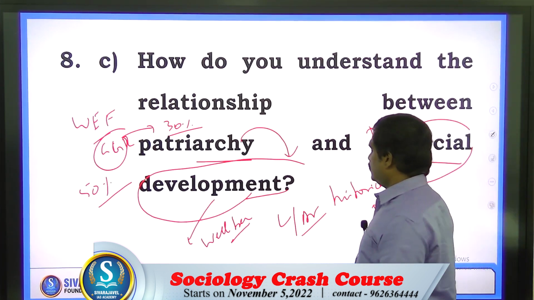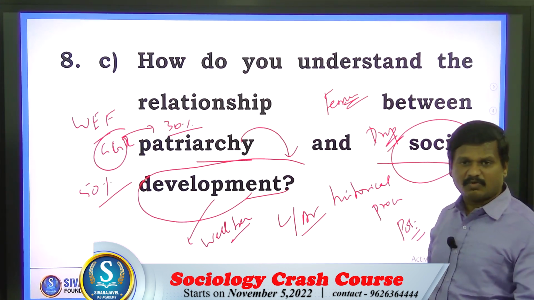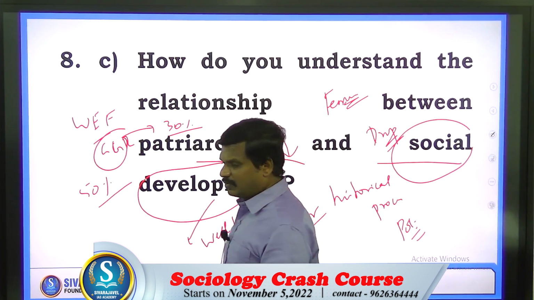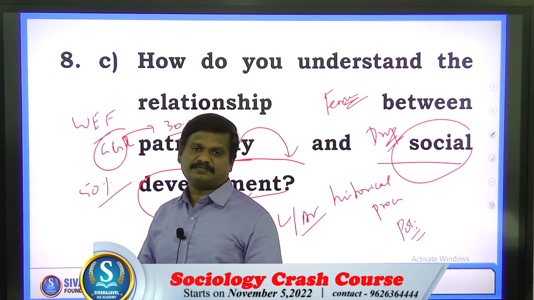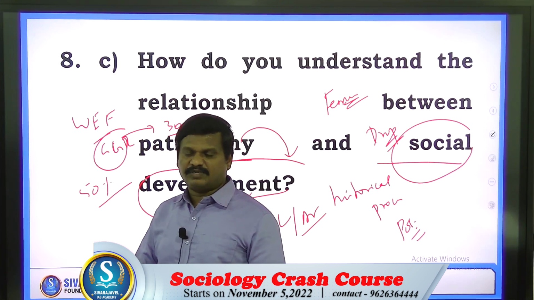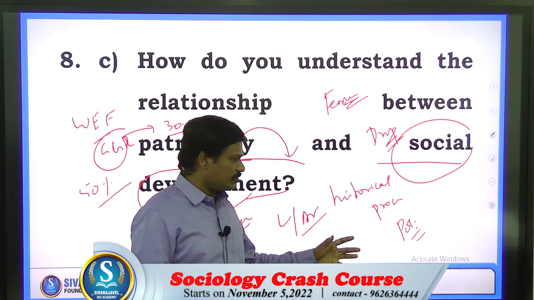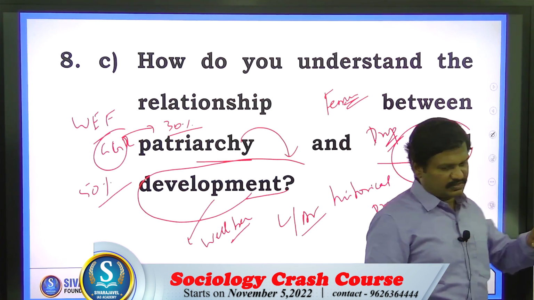Radical feminism says, women are working more than a pair of bullock. In the name of modernity, there is no equality. Modernity is only a creation of patriarchy to further enslave women. So, patriarchy is not only present, it is very strongly present today, which is hindering the substantive empowerment of women. That is the conclusion we can write for this question.